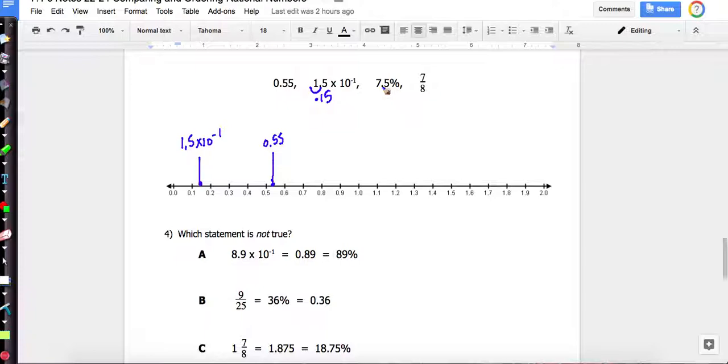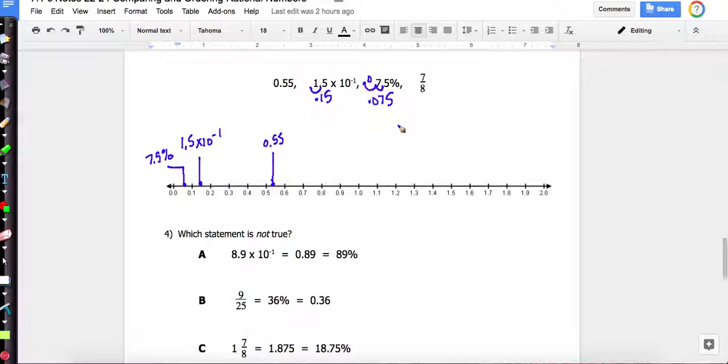Okay, this one, I'm going to move it 2 to the left, 1, 2. So this is 0.075. So where would that one be? Good, between 0 and 0.1. So I'm going to put a dot here. And I'm going to put this over here, 7.5%. And then last, 7/8.